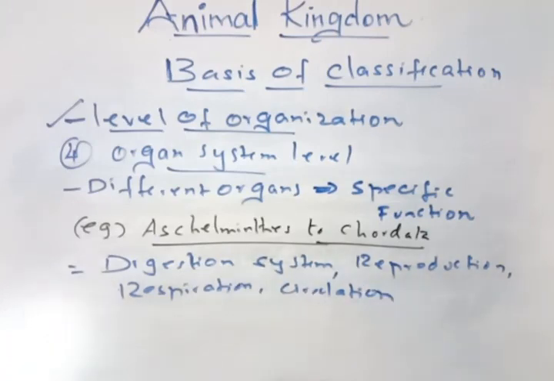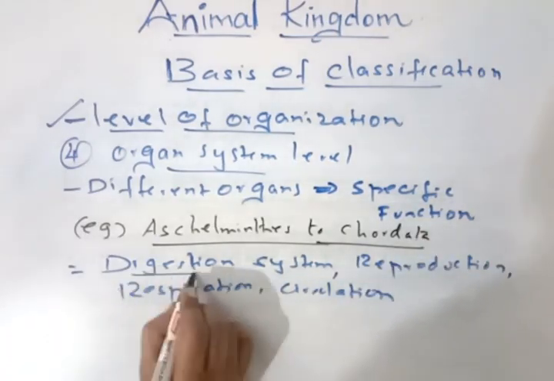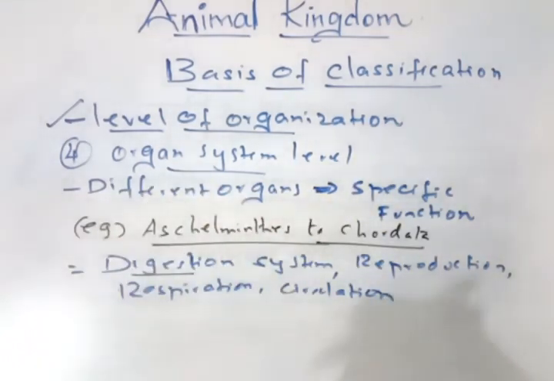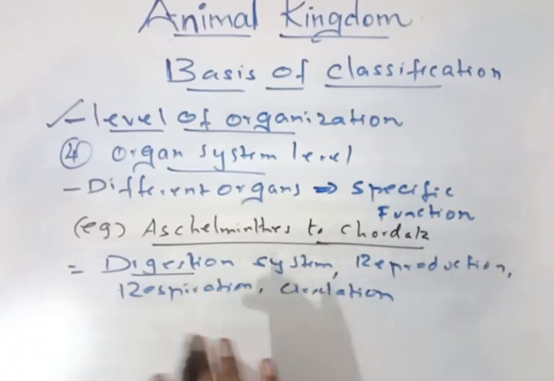So this is, for example, a specific function: digestion. For this you need different organs. What are the organs? You need the liver, the pancreas, and the whole alimentary canal: stomach, small intestine, large intestine, everything. Even for reproduction you need all the different organs to function. Respiration needs the lungs. Circulation needs the heart, blood vessels, veins, arteries. Likewise, different organs join together to give one particular function.